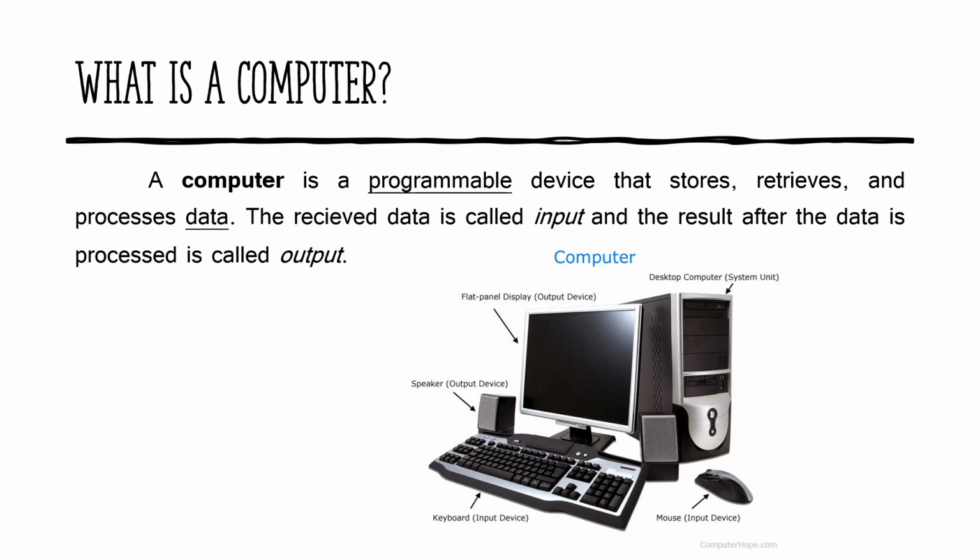So a computer is a programmable device that stores, retrieves, and processes data. The received data is called input, and the result after the data is processed is called output. And here you can see the general structure of a computer. You have a desktop unit, also known as a system unit. You have the speakers, the keyboard, the mouse, the display, basically what you would expect to see in a general desktop computer in terms of general architecture.